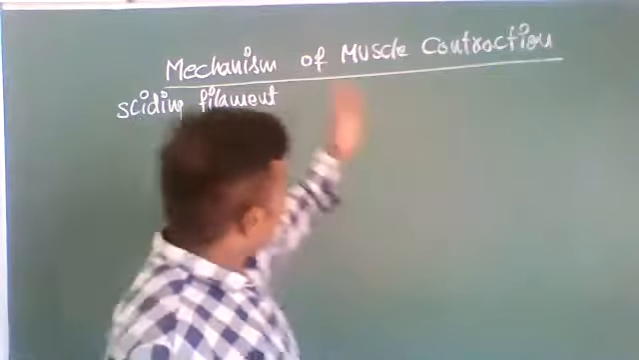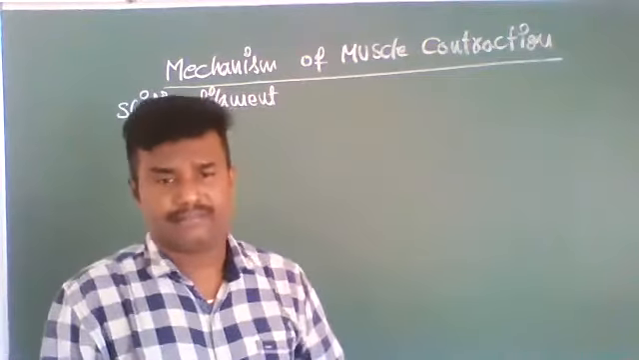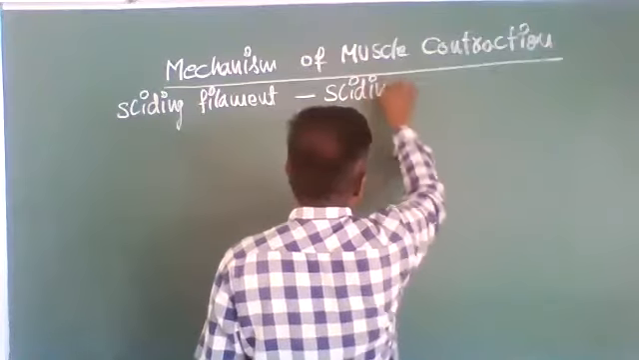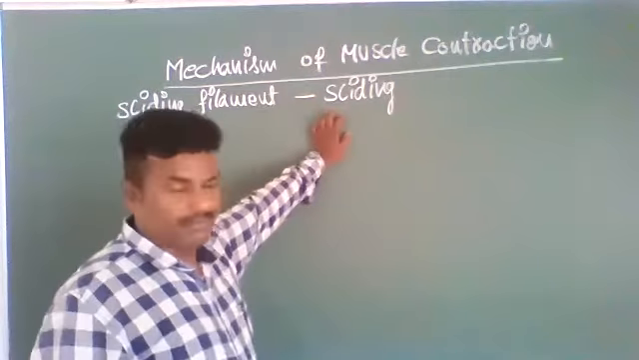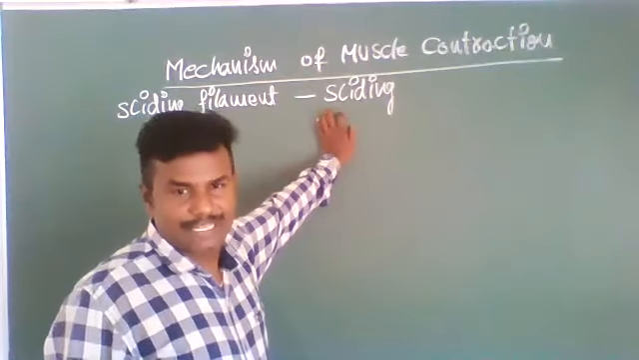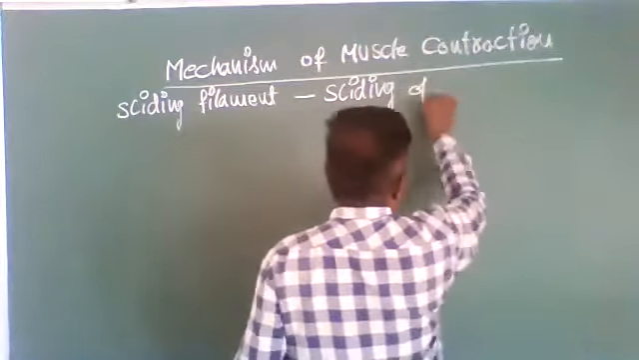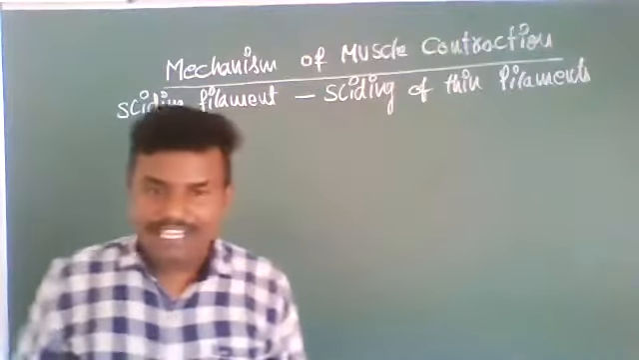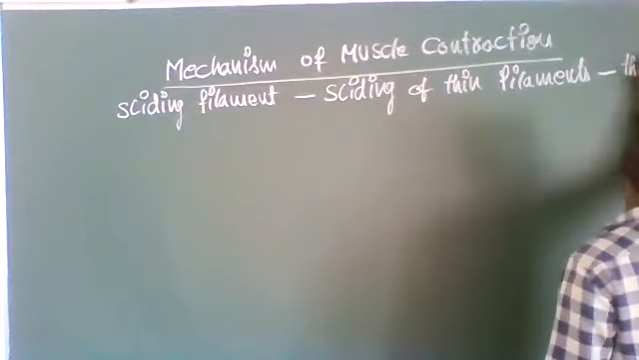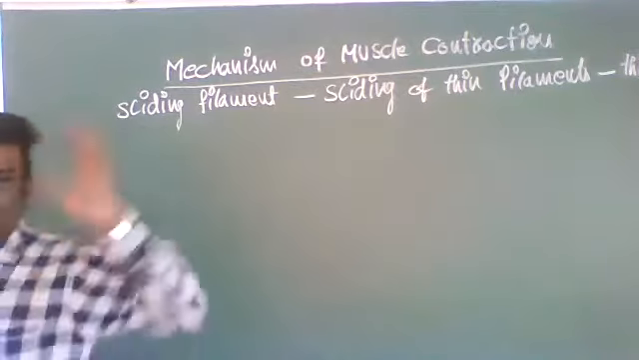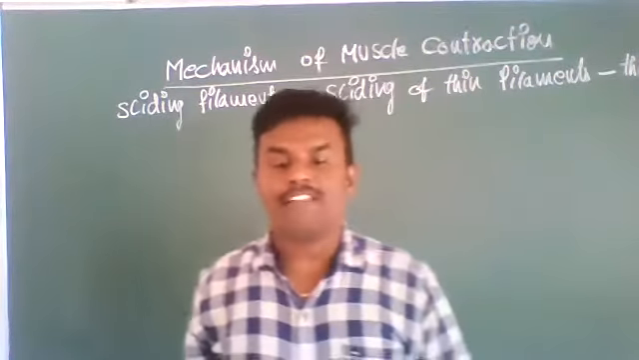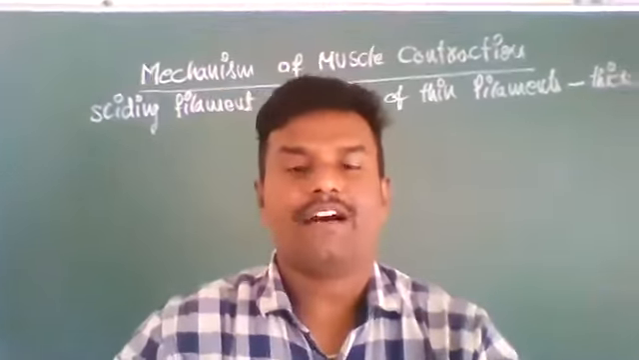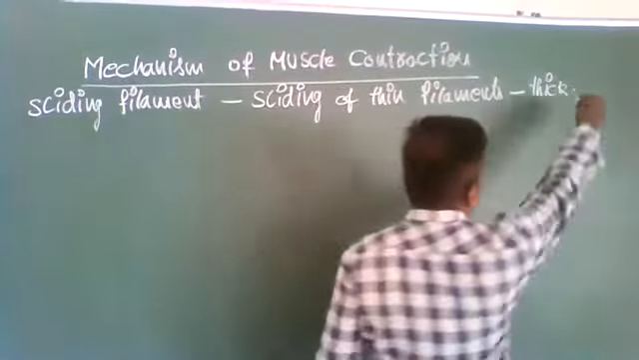The sliding filament theory explains that contraction of muscle fibers takes place by sliding of the thin filaments between the thick filaments. Thin filaments move between the thick filaments.